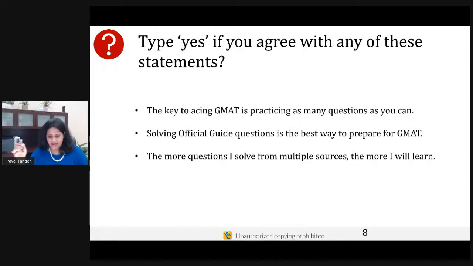The first statement is, the key to acing GMAT is practicing as many questions as you can. Solving official guide questions is the best way to prepare for the GMAT. Third statement, the more questions I solve from multiple sources, the more I will learn. If you agree with one or more of these statements, click yes or type yes in the chat pod.